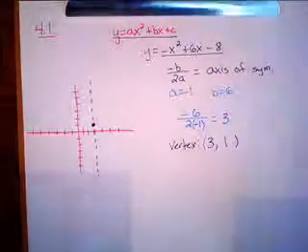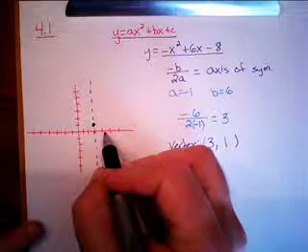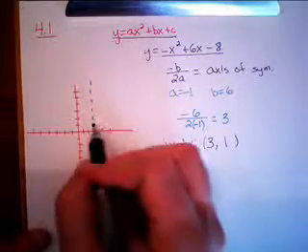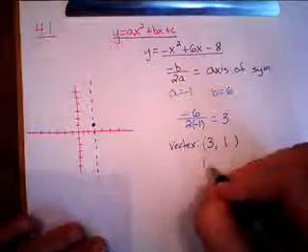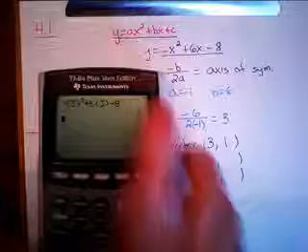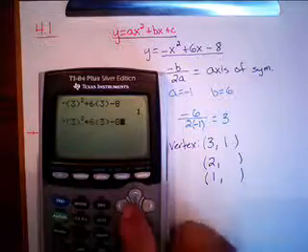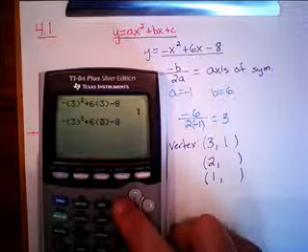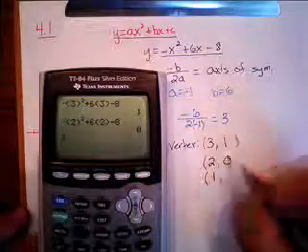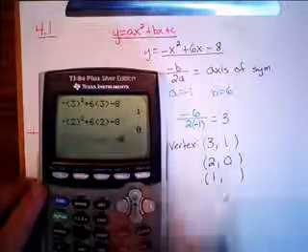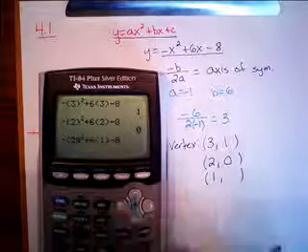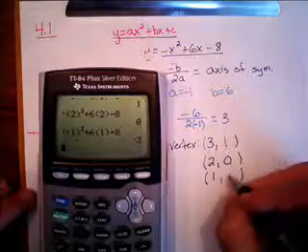The rest of it's pretty simple. Okay, you just either choose a point to the right, like 4 or 5, or choose a point to the left, like 2 or 1. Because right now we're at 3. So I'm just going to choose a smaller number. I'm going to choose 2, and I'm going to choose 1, and I'm going to do the exact same thing. So I'm just going to hit second and enter, and I'm going to change those 3's to 2's. And I get 0. Then we'll go back to the same thing, second enter, change those 2's to 1's. And I get negative 3.